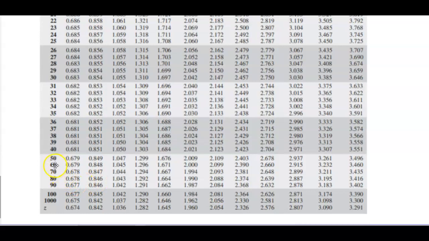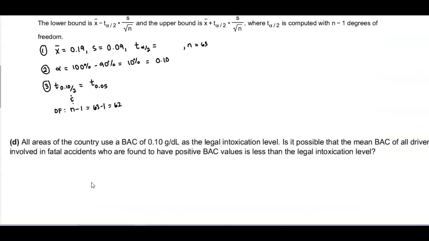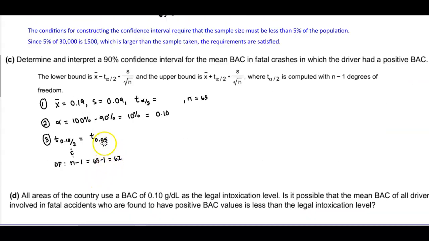Well, we can see that we don't get an exact value of 62 between 60 and 70. So we may want to use technology in this case, and it's really easy to figure out what to use. Okay, so we know the area to the right is 0.05, and we know our degrees of freedom is 62. Okay, so let's see how we find the critical t value using a TI-84, and then we're also going to do that using StatCrunch.